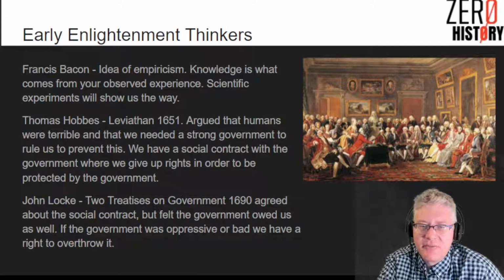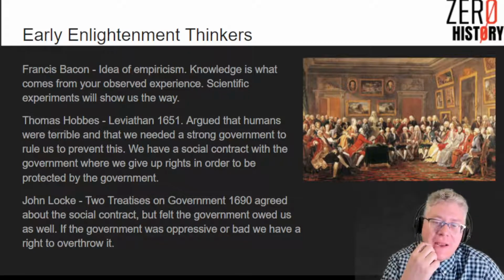So here we have a whole bunch of bewigged men and nicely dressed ladies, and they're all sitting around reading the latest treatise from John Locke or somebody and debating about how important it is. Okay.